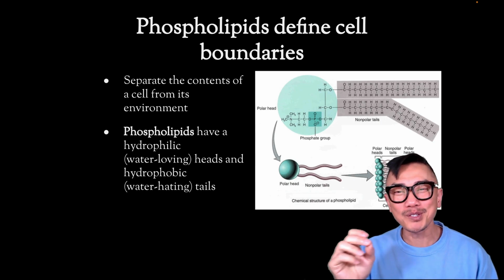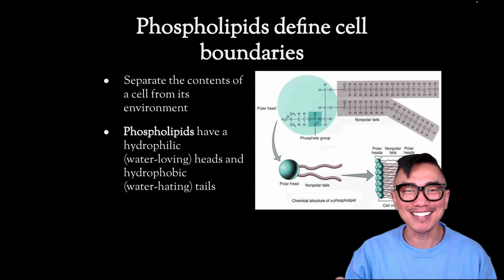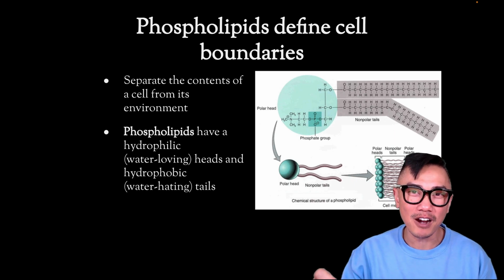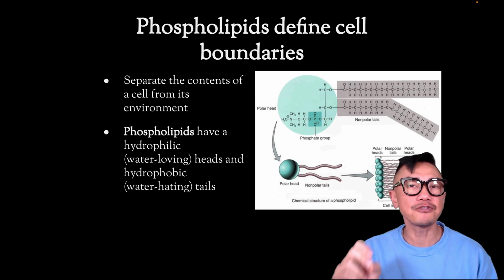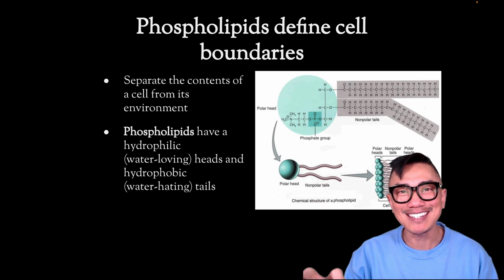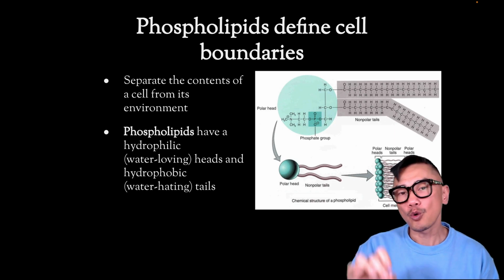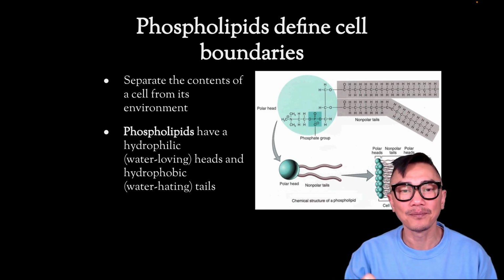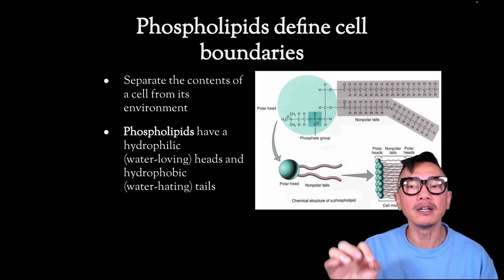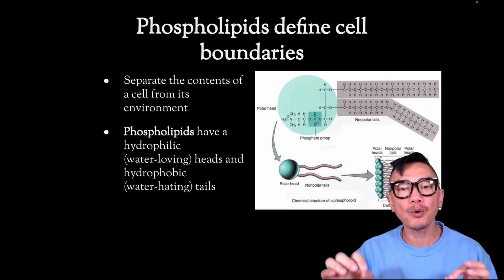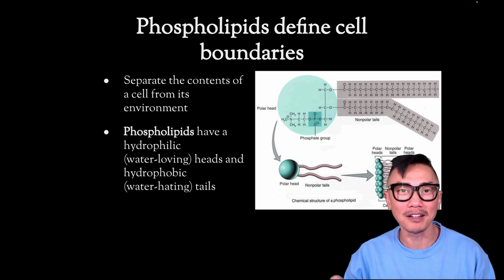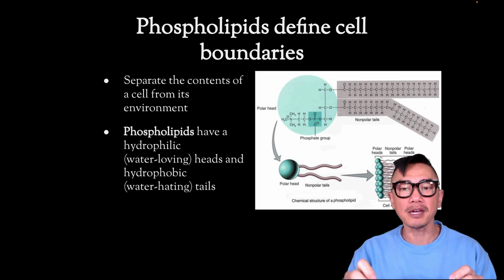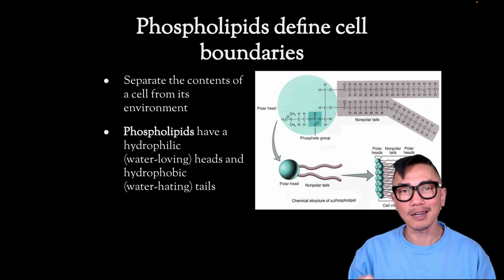The cell membrane separates the inside contents of a cell from the outside environment. Phospholipids have two parts, a hydrophilic or water-loving head and a hydrophobic or water-fearing tail. The phospholipid head on each side of the bilayer points towards the watery inside and outside of the cell. The phospholipid tails on each side are oriented towards the inside of the bilayer.